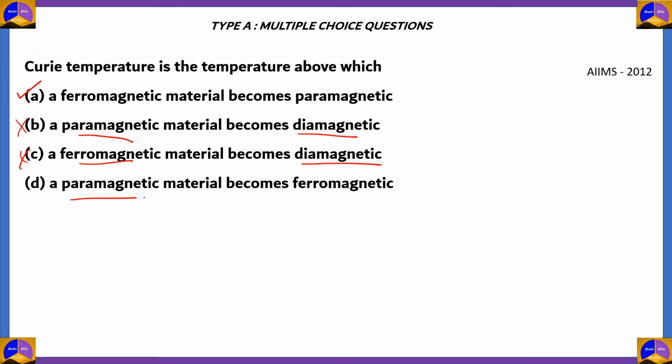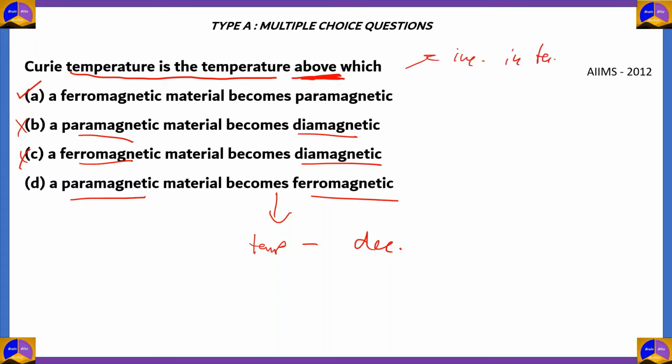And option D states that a paramagnetic material becomes ferromagnetic. This may be true, but again, in this situation, the temperature has to decrease. And in the question, it says Curie temperature is the temperature above which. So this implies an increase in temperature. So therefore, option D will also be incorrect. Another fact is that all paramagnetic materials might not be ferromagnetic, but all ferromagnetic materials can be made paramagnetic due to the instability of the domains caused by heating. So therefore, option A is the right option.